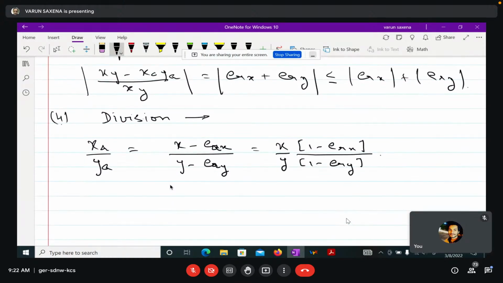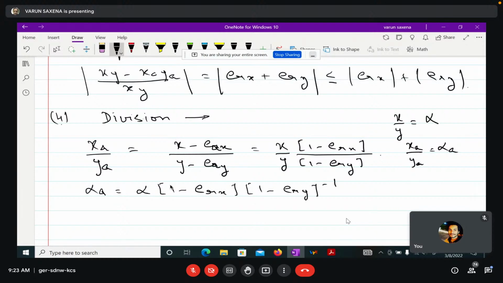Okay. So just because I don't want to write too many divisions, let me call x by y as alpha and xa over ya as alpha a, and we are basically trying to find what is mod of alpha minus alpha a divided by alpha. That is what we are trying to find out. So let me just write it as alpha a is equal to alpha times 1 minus erx into 1 minus ery to the power minus 1.